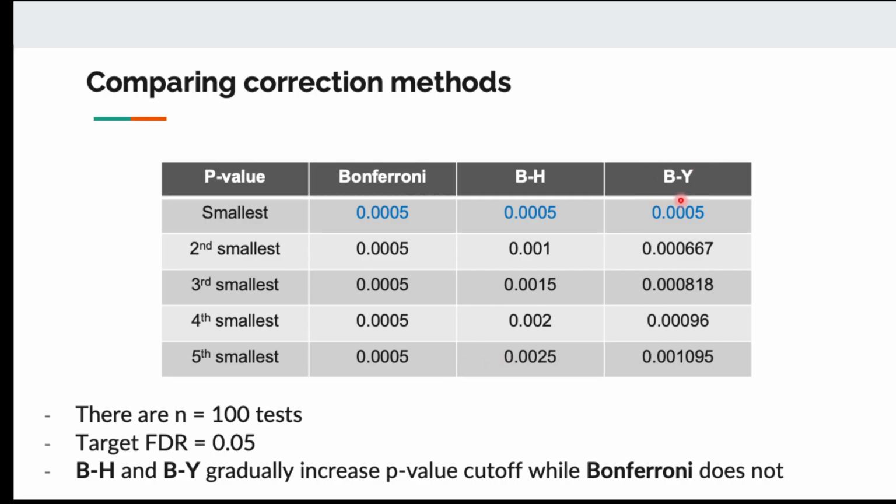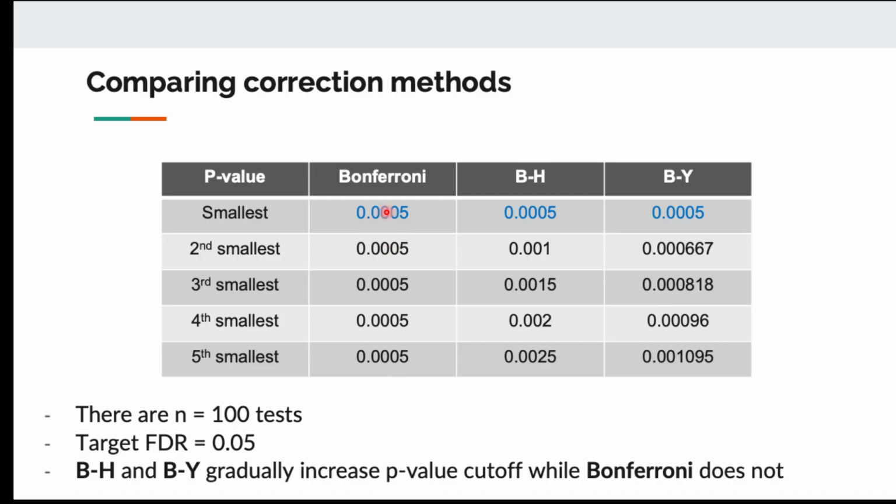For the Benjamini-Yekutieli version, the factor here is slightly more stringent. So instead of 0.01, it's slightly less than 0.01. Instead of 0.015, it's slightly less than 0.015. But it's still larger than Bonferroni.